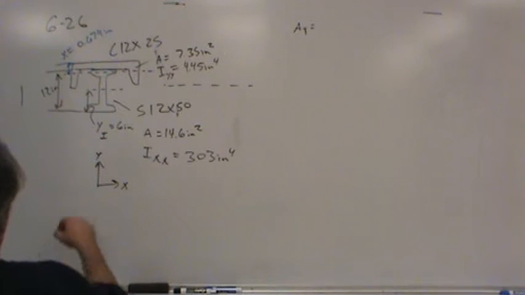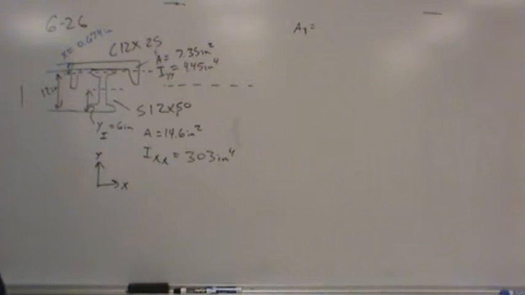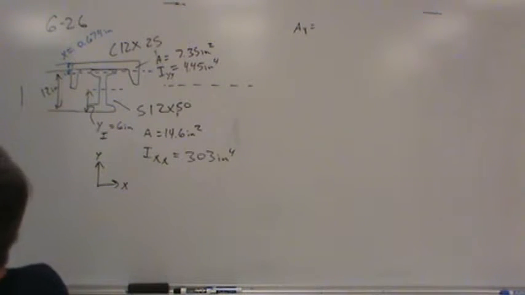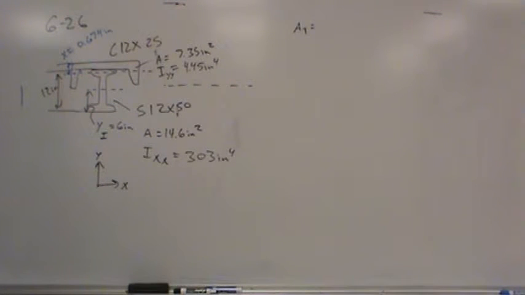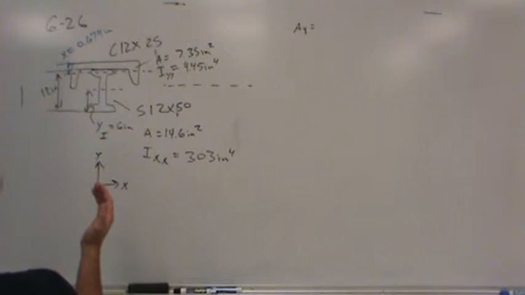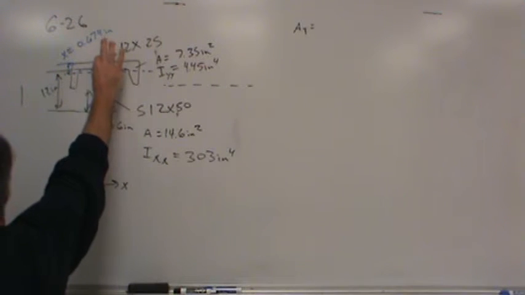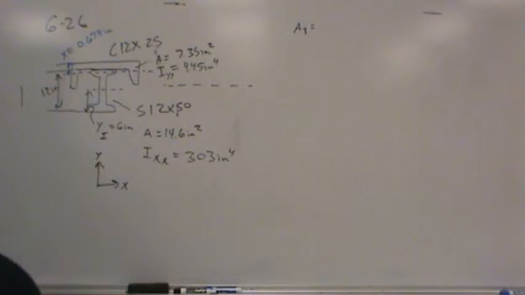So the area for the I-beam is 14.6, and the location from the bottom is 6 inches. The area for the C channel is 7.35 square inches. And the distance, here we'll have to be a little more careful. We need to know the thickness of that C channel. I forgot to get that while I was back in the reference area. Let's go get it.